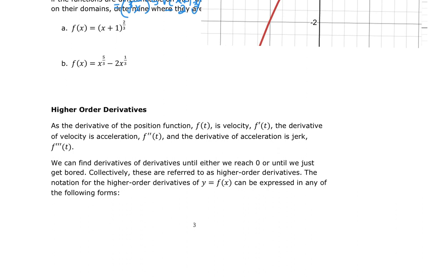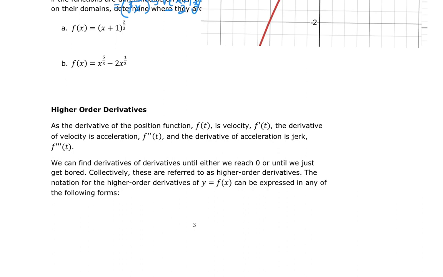And a little tidbit of information, after jerk comes snap, crackle, and pop. Go look that up. It's kind of cool. So we can find the derivatives until either we reach 0 or until we get bored, because sometimes the derivatives will just keep going back and forth. Trig functions are one of those, like sine and cosine. The derivative of one is the other. So we can continue to take the derivative of sine or cosine until we're just bored, or until we get to where we need to be.